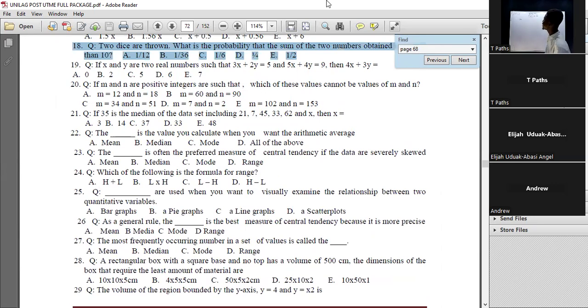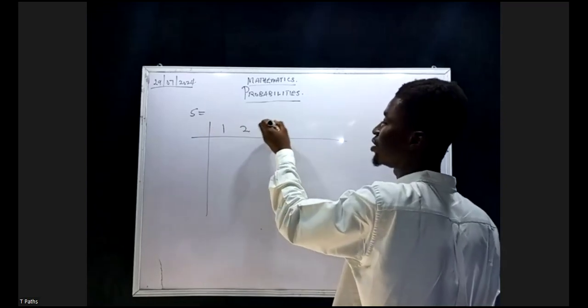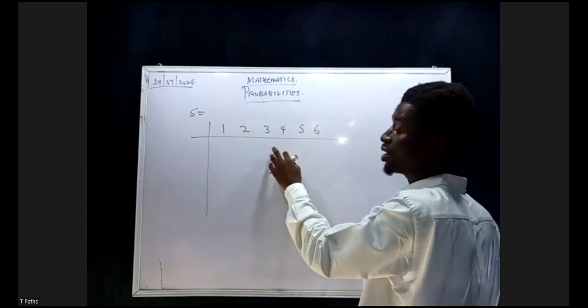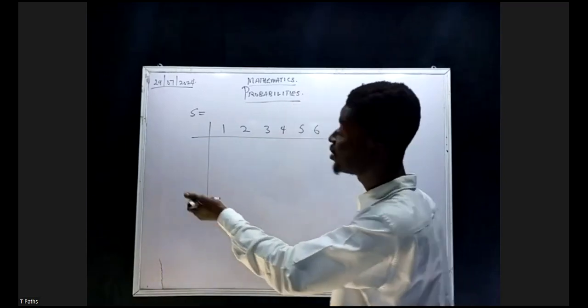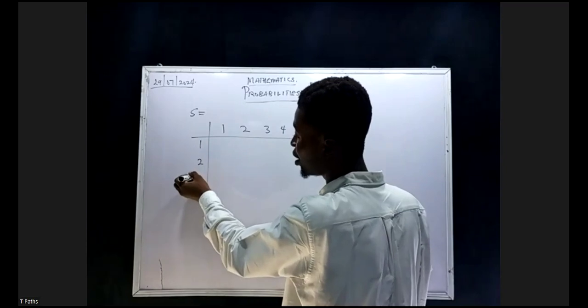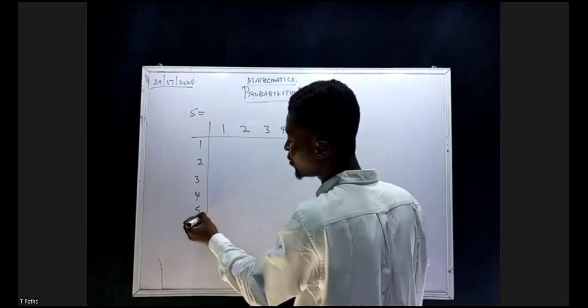Now, how will I get the sample space for 2 dice? Remember, a die has 6 possible outcomes, so 2 dice will give me 36. Now let's confirm that. I'll do something like this: 1, 2, 3, 4, 5, 6. You can see I'm not using the tree diagram. That one is only applicable to the coin. In this case, I also have 1, 2, 3, 4, 5, 6.